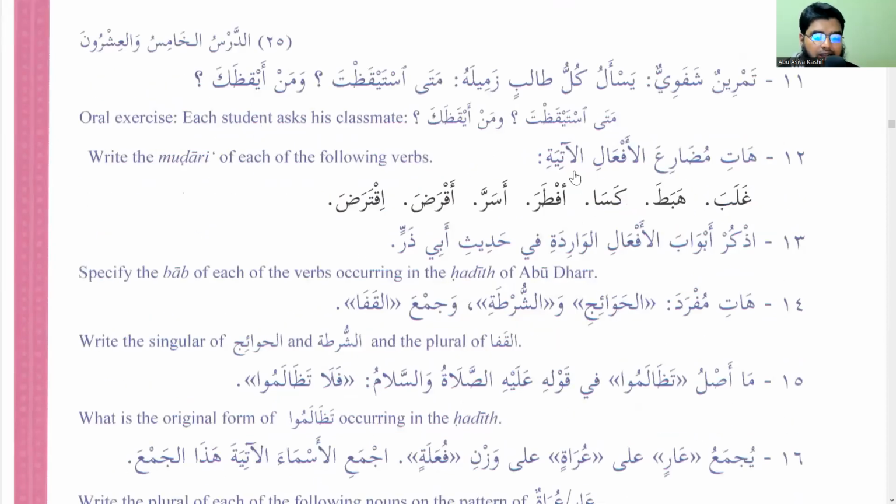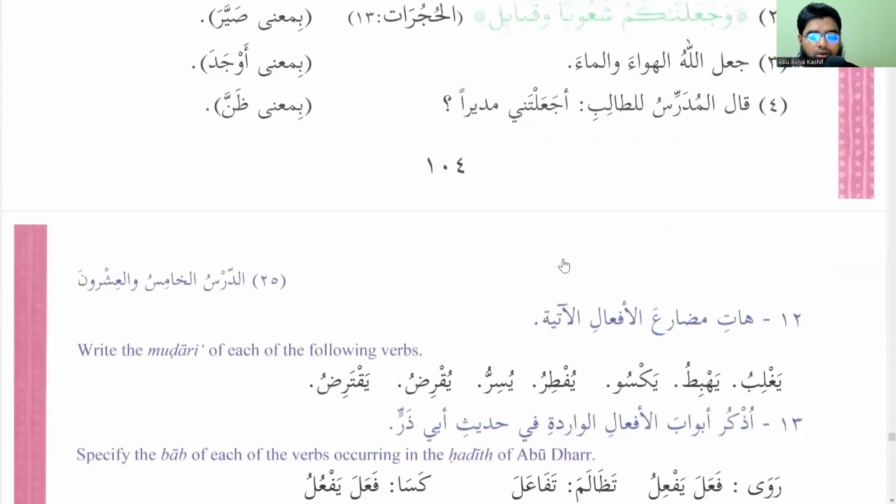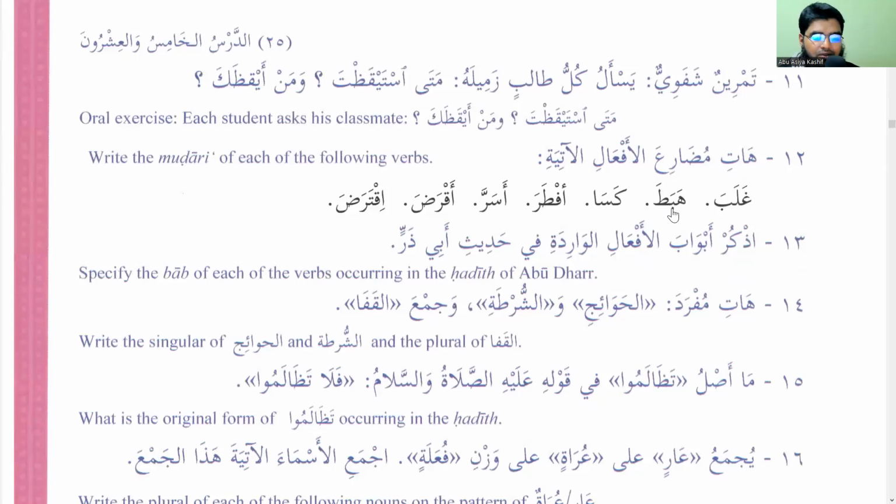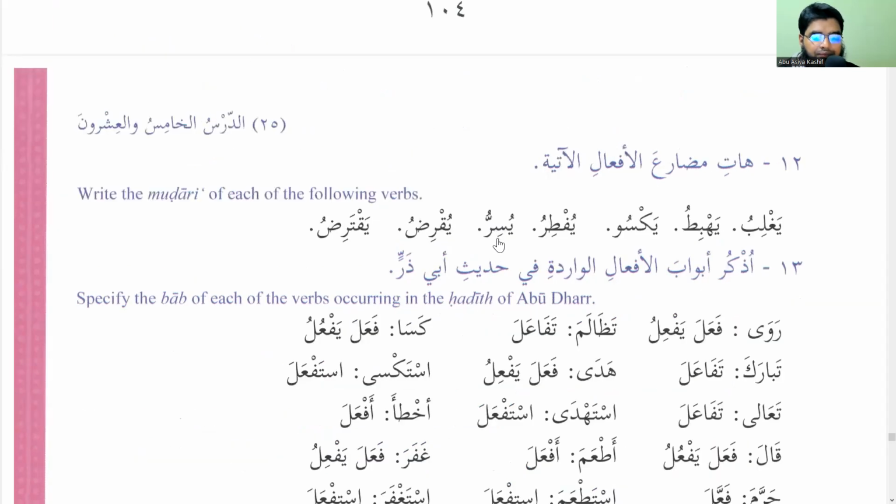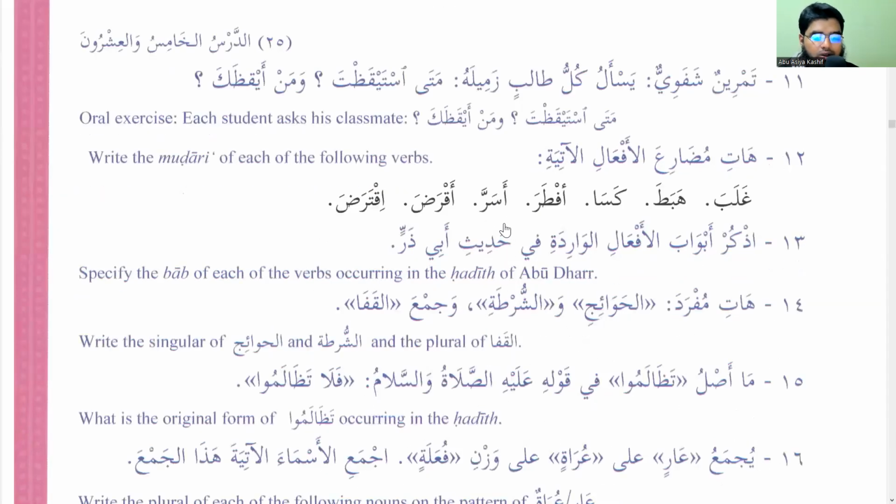هاتي مضارع الأفعال الآتية. Give the mudari'. Just general exercises, no? غلب يغلب, to overcome. هبط يهبط, to descend. You cannot guess this. You have to memorize anyways, right? كسا يكسو is to make someone wear clothes. أفطر يفطر, form 4, to have breakfast. Or iftar is also breaking a fast, right? After as-sa'im, breaking the fast. Iftar. Asarra is to whisper. Asarra yusirru, whisper or say silently.